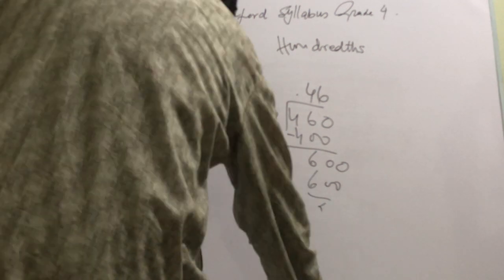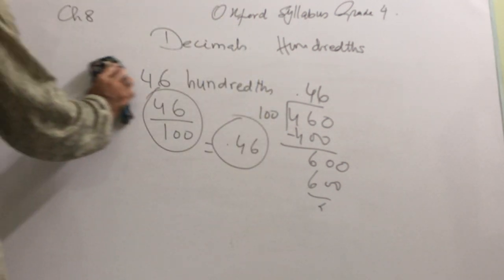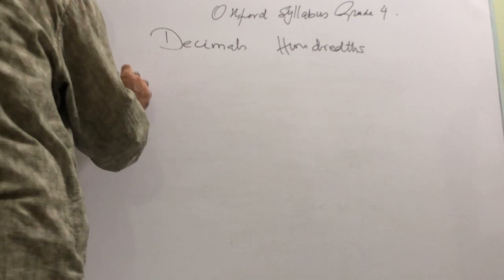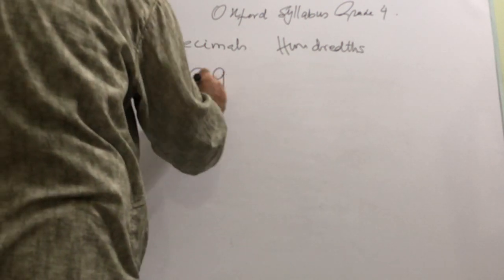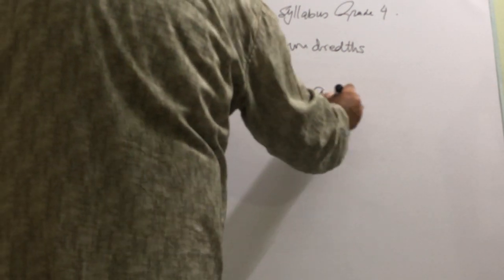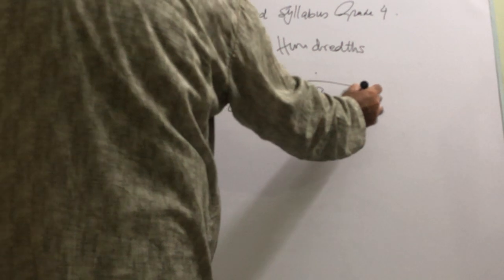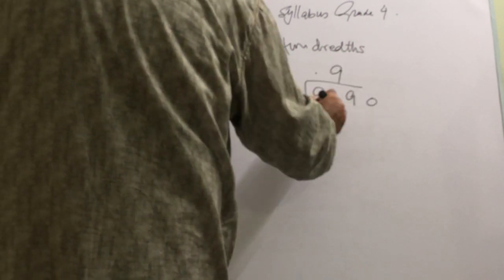Okay, so similarly you can do the B part, which is 68 hundredths. Then if you go for the D part, it is similar to the C part. The D part says 99 over 100. We need to convert it into decimal. This is smaller than this. Put the point here, put 0 here. 100 nines are 900.